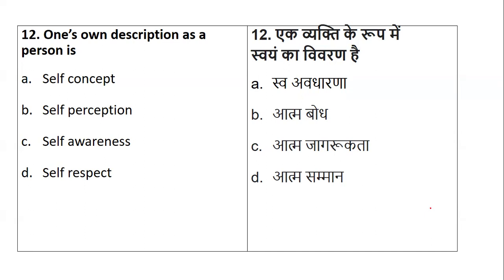So the description of a person, their own person, self person, will definitely be called self concept. You are describing, you're giving a concept. Perception is something you are understanding. Awareness is something which you're knowing. Respect is something which you're giving to yourself. But here it is a description, and that is nothing but what is called self concept, right?